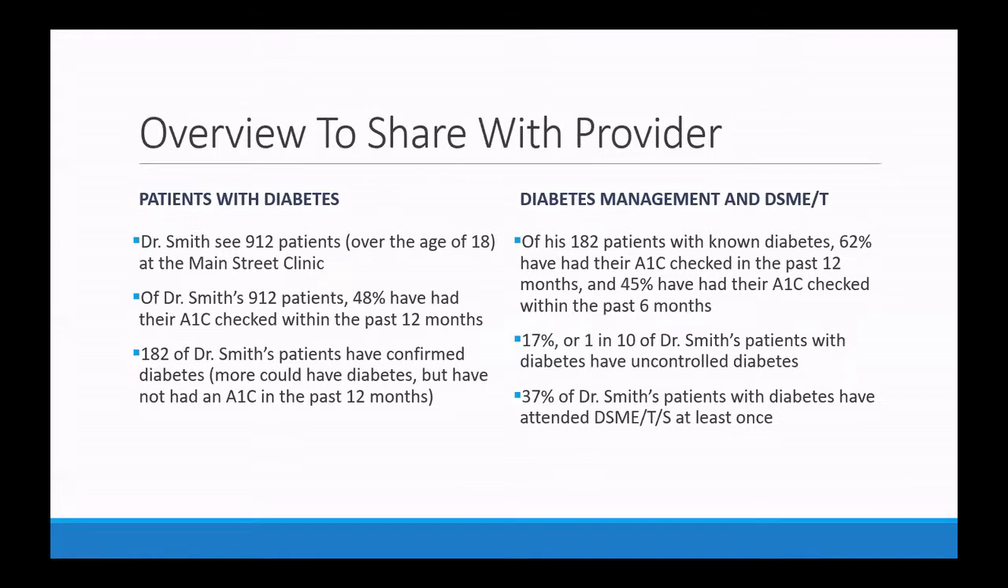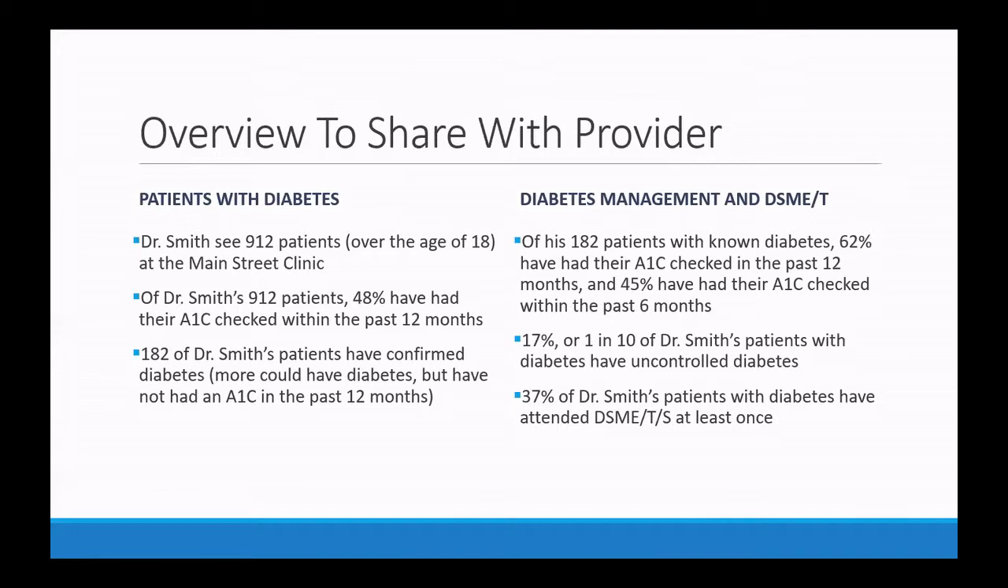So based on the data from Dr. John Smith's practice, we can share these 6 bullet points with Dr. John Smith. And so that would be, Dr. Smith sees 912 patients over the age of 18 at the Main Street Clinic. Of Dr. Smith's 912 patients, 48% have had their A1C checked within the past 12 months, and 182 of Dr. Smith's patients have confirmed diabetes. More could have diabetes but have not had an A1C within the past 12 months.